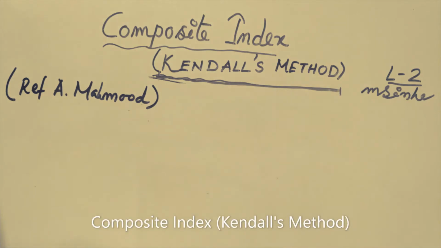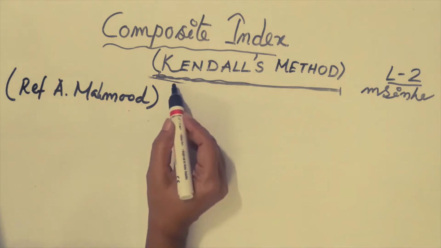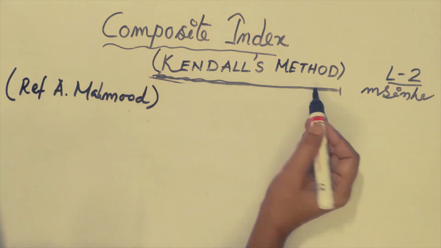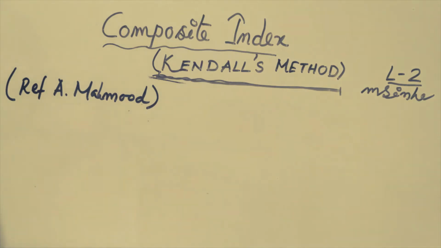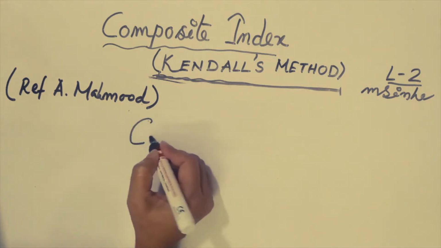Now our topic is the composite index, the calculation of the composite index with the help of Kendall's method. Here, be clear: Kendall's method is also known as the Kendall-Tau method. This method is mainly for correlation.